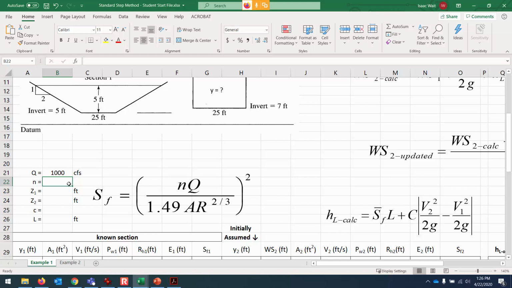Manning's roughness for this channel is 0.05. That would be given information based on a field visit just to see how rough the channel is. Now Z1 is the elevation of the bottom of the channel at location 1.